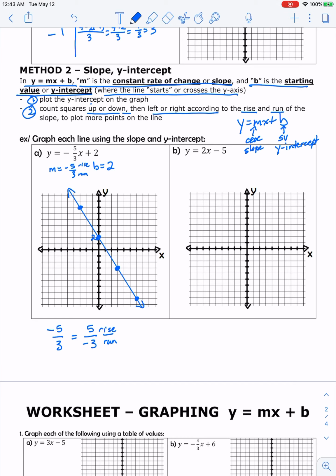y equals 2x minus 5. The slope equals 2. You need a rise and a run, and the number 2 as a fraction is 2 over 1. And the y-intercept equals -5. So step number 1, plot the y-intercept. So 1, 2, 3, 4, that's down here at -5.